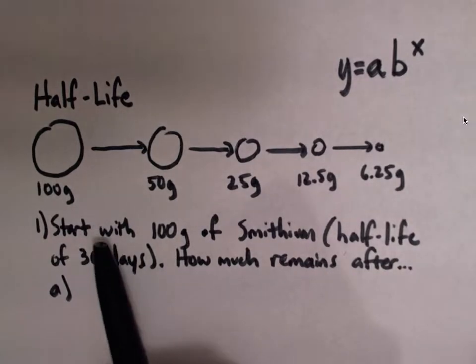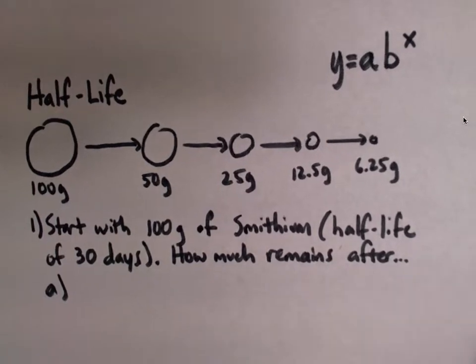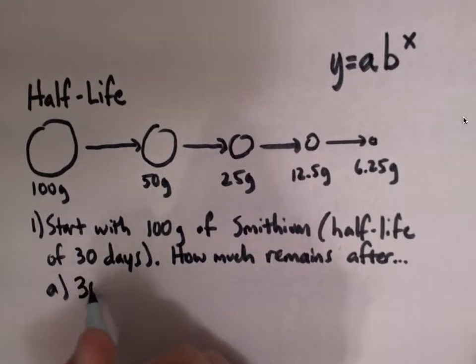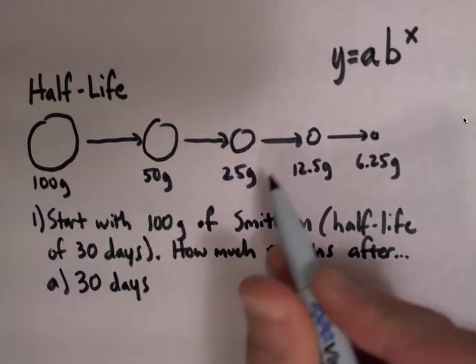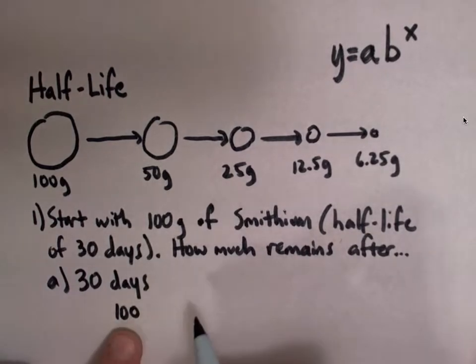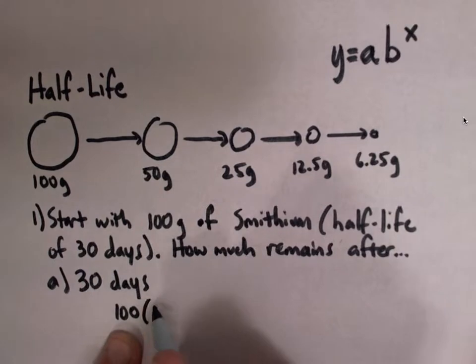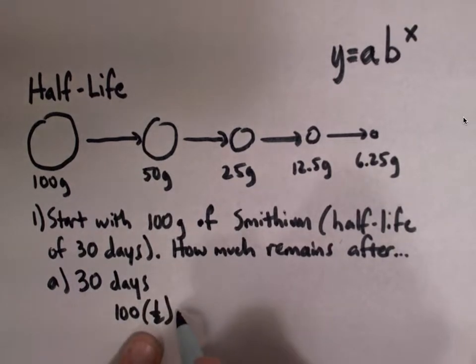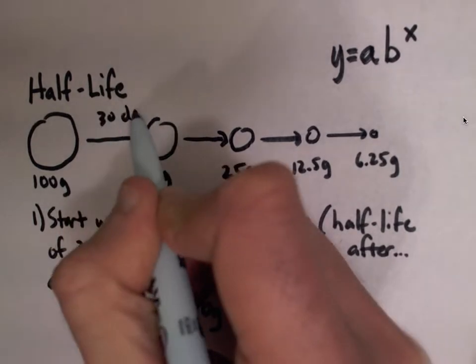So for example, we have this fake element, 100 grams of smithium. The half-life is 30 days. How much remains after 30 days? Okay, after 30 days, that means we started with 100 grams, and we halved it, right? You halved it. So half of 100, you're at 50 grams, right? You traveled this way, this was 30 days.